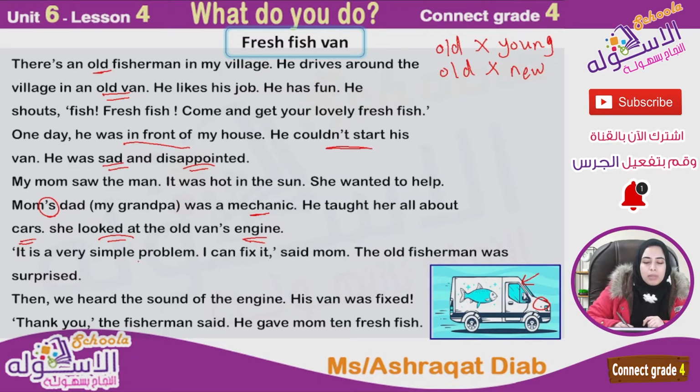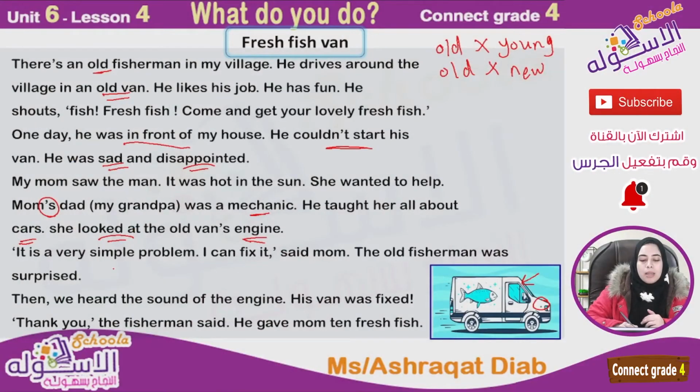It's a very simple problem. I can fix it, said mom. Mom لما بصت على الانجن المحرك بتاع الفان, she said it's a very simple problem.